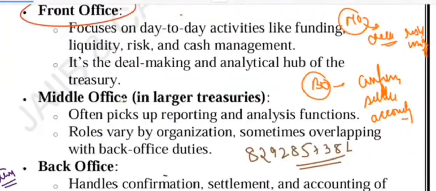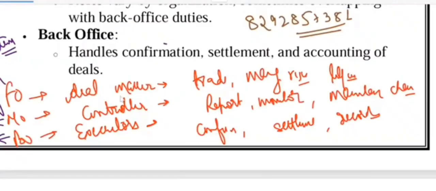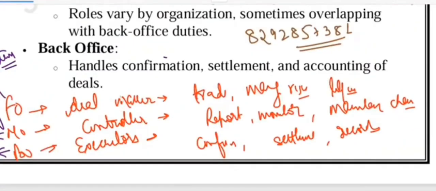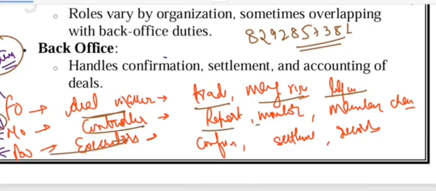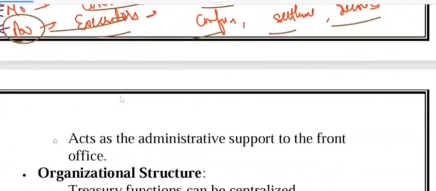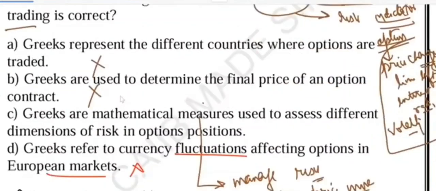Now in the next question, we discussed front office, middle office and back office. I told you that the front office are the action. They are the deal makers. They trade, they manage the risk and manage liquidity. Middle office, you can think of them like monitoring. They are the controller. They report, they monitor and they maintain the risk. And then we have the back office. They are like administration. They execute, they confirm, they settle, they record. So remember, these are the key functions of these 3 offices. Questions are most frequently asked.